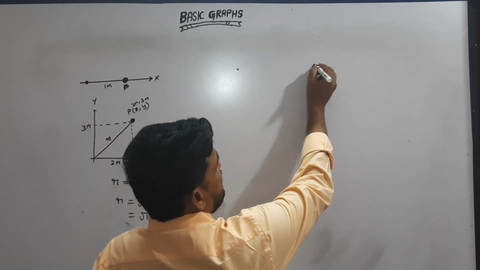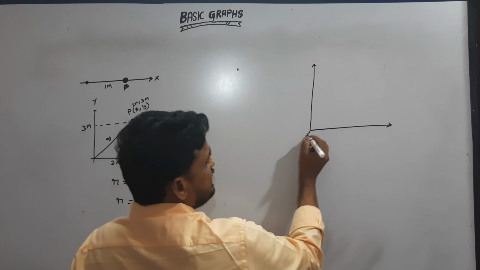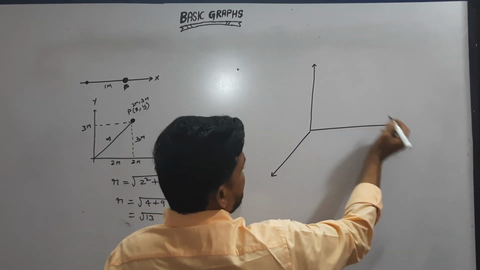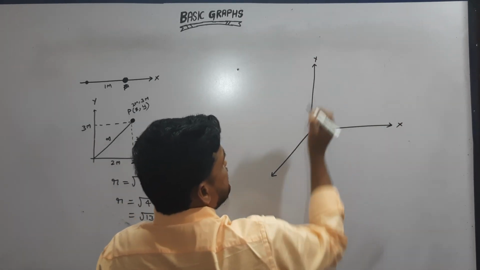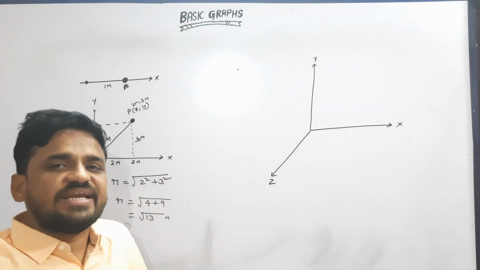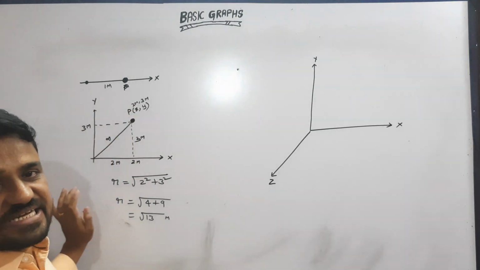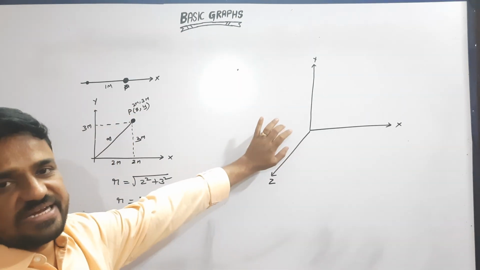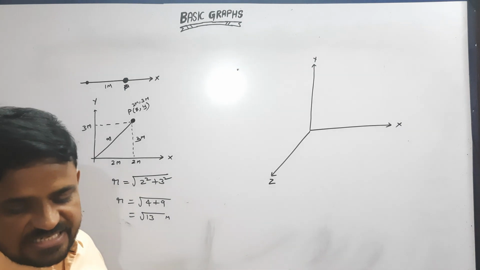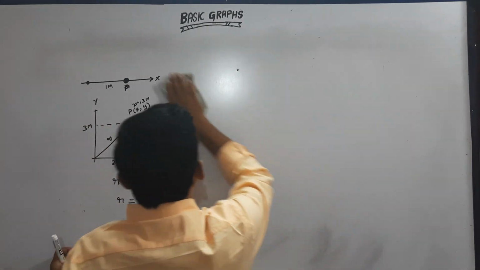To specify the position of a point, we need three coordinate axes, meaning we use the three-dimensional coordinate system. See, this is the one-dimensional coordinate system, the two-dimensional coordinate system, and this is the three-dimensional coordinate system.